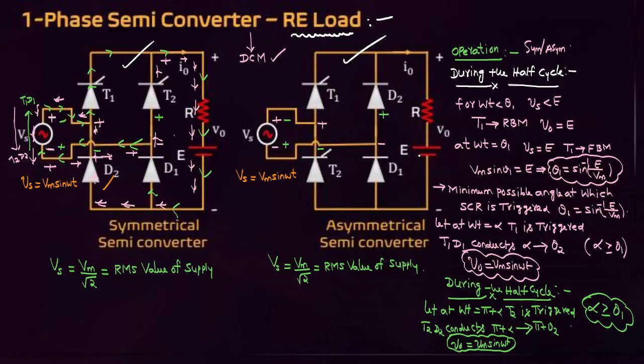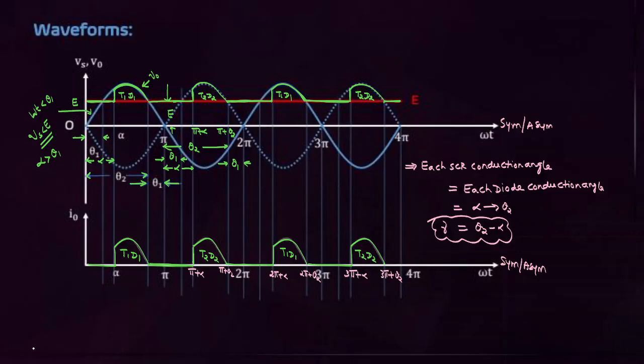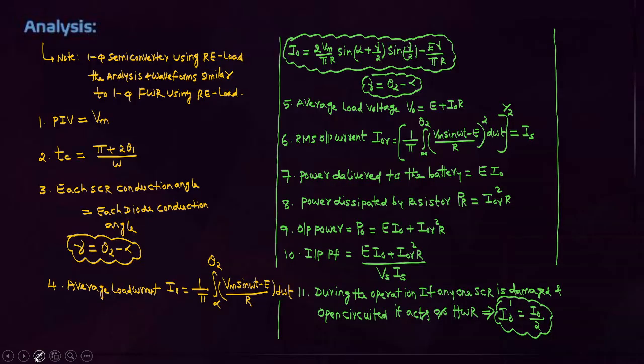We know that in the RE load case, the minimum angle at which the thyristor is triggered is theta 1 equals sin inverse E by Vm. And you also remember the circuit turn off time. Directly you have to concentrate. No need to practice these waveforms. Directly concentrate on the analysis. This analysis is very important.